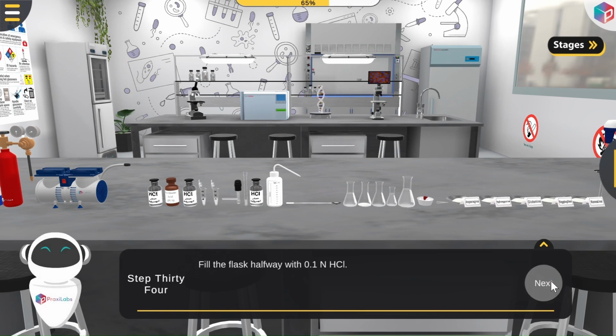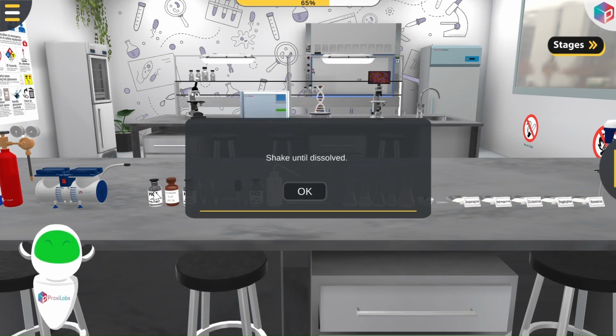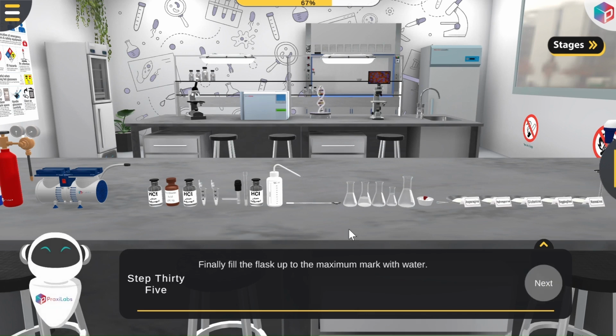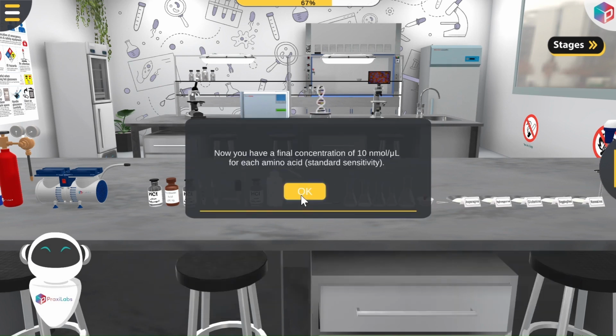Step 34. Fill the flask halfway with 0.1 normal hydrochloric acid. Shake until dissolved. Step 35. Finally, fill the flask to the 50 milliliter mark with water. The final concentration is 10 nanomoles per microliter for each amino acid, standard sensitivity.